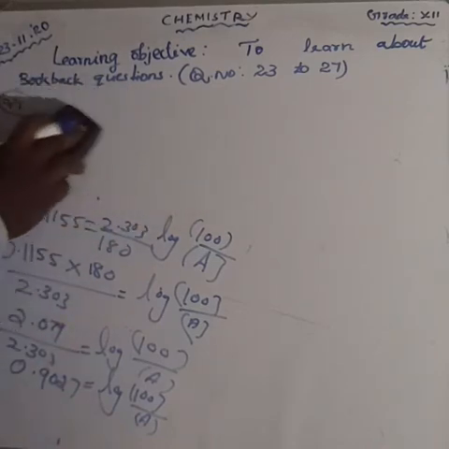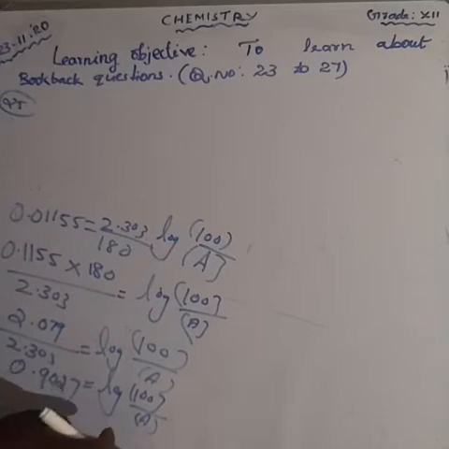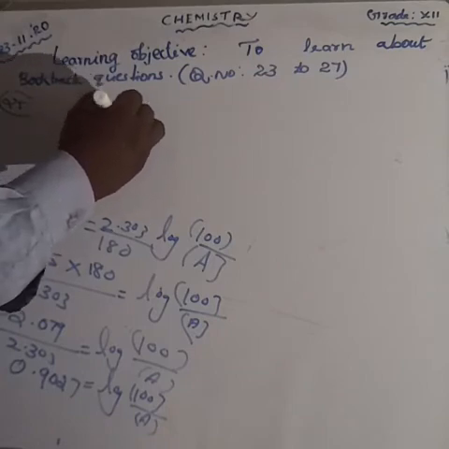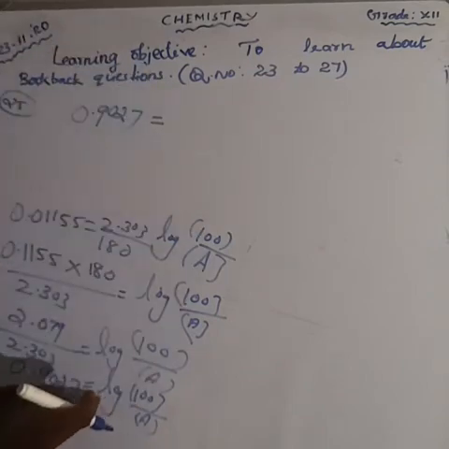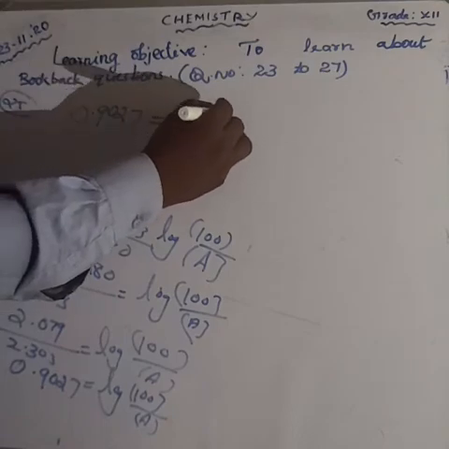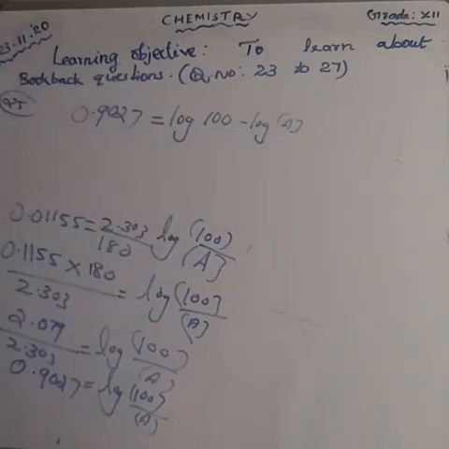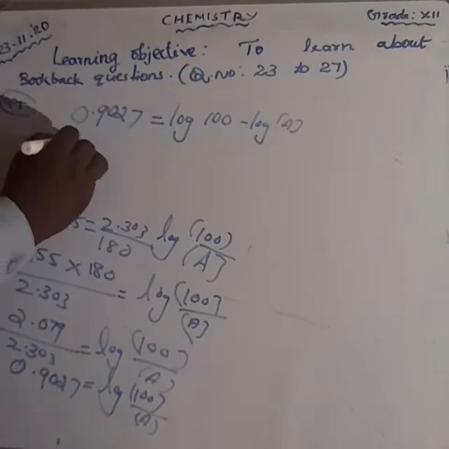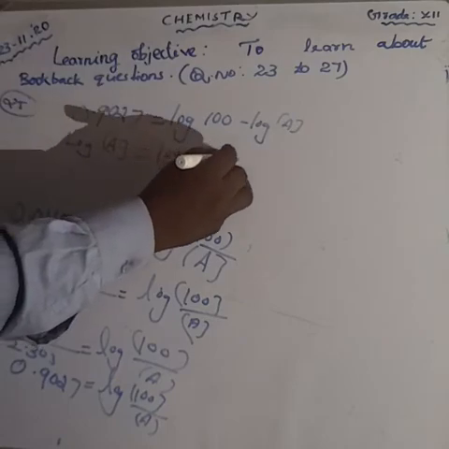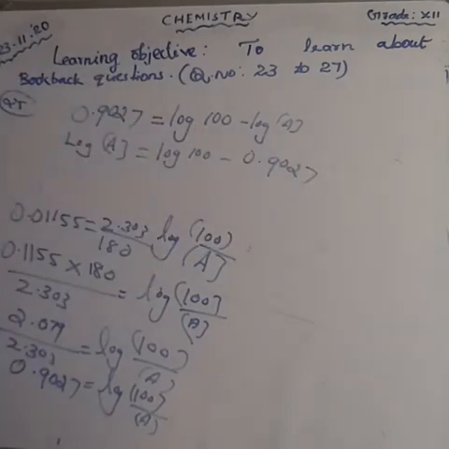Next, we can take the log. Now we are going to find A. Otherwise, we can write one more step: 0.9027 equals log 100 minus log A. Log 100 divided by A means you have to take log 100 minus log A. So from this we can take log A. Log A is equal to log 100 minus 0.9027. Clear?